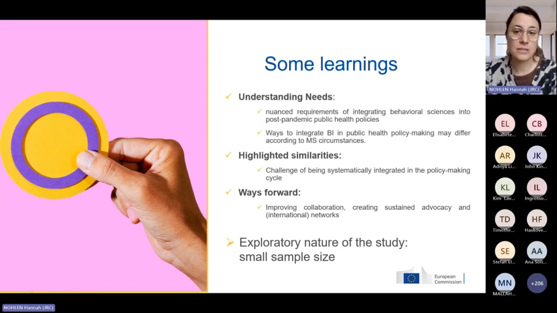So some learnings from this study. So this study has helped us understand and formulate different needs across some member states. But we've also learned that there's no one size fits all, but there are nuanced requirements and thus different ways of integrating behavioral science into public health policies. For example, a group of BI experts that collaborates in a network across regions or departments instead of creating a central BI unit that works across areas. It's also shown some similarities, that the challenges that were faced were quite similar across situations, and common ways forward included improving collaboration and working towards sustained advocacy, which may also be facilitated by international networks.